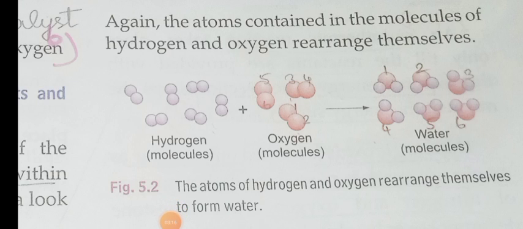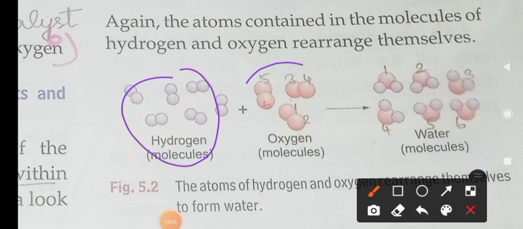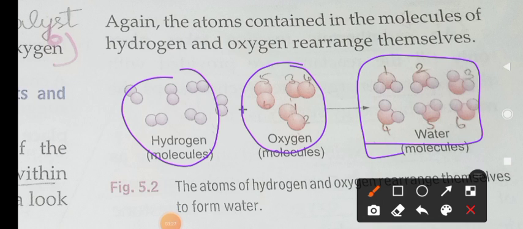Similarly, look at another example. Hydrogen molecules react with the oxygen molecules to form water. So, they rearrange themselves. We know the formula for water, H2O. So, hydrogen atoms combine with the oxygen atom and form water molecules. They rearrange themselves and form the new product, and that is called a chemical reaction. So, in chemical reactions, generally we can say that the atoms rearrange themselves. Is it clear?